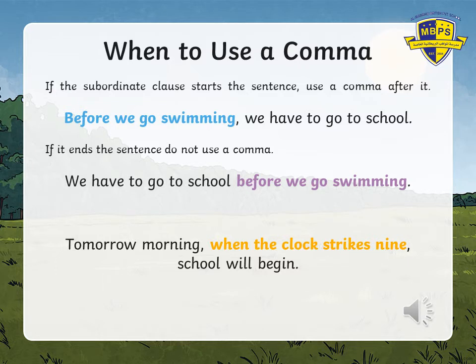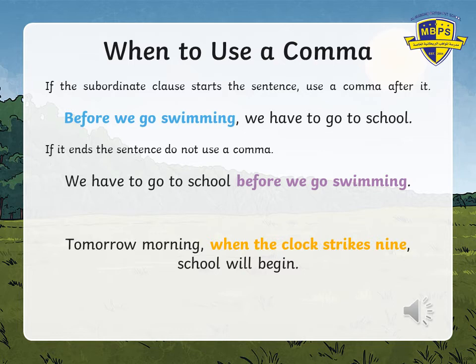Sometimes we need to use a comma to mark where the subordinate clause is. There are some rules that will help us to know when to use a comma. If a sentence starts with a subordinate clause, we have to use a comma after the subordinate clause. For example, before we go swimming, we have to go to school. What is the subordinate clause? Before we go swimming. And you can see the comma.